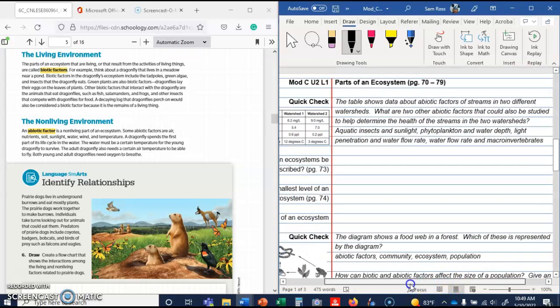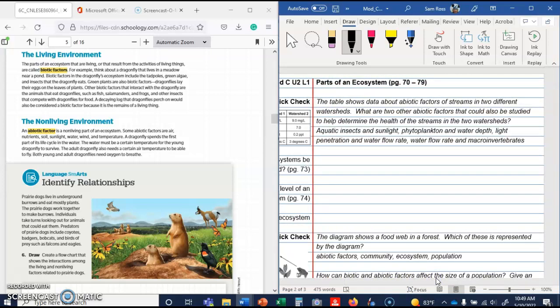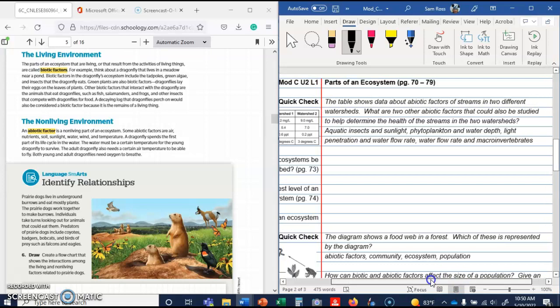And then here we have a chart. The table shows data about abiotic factors in two different watersheds. A watershed is the land that the water drains off to go into a lake or stream or a pond. What are two other abiotic factors that could be studied to help determine the health of the streams in the two watersheds? Aquatic insects are biotic, so that's out. Phytoplankton are also biotic, that's out. Light penetration and water flow, neither of those is biotic. And macroinvertebrates are biotic. So the only answer that makes sense is C.